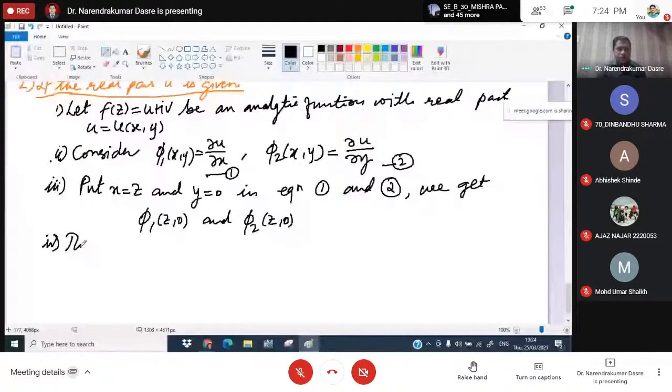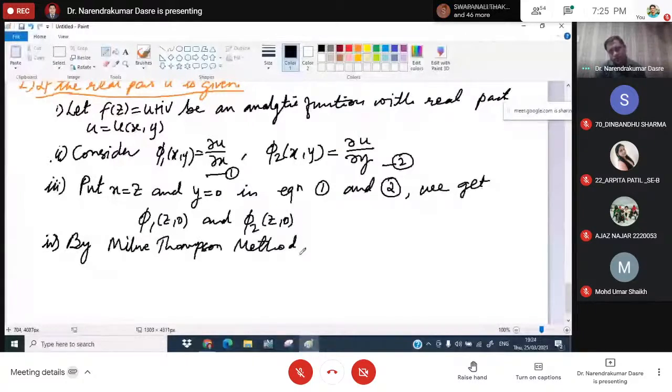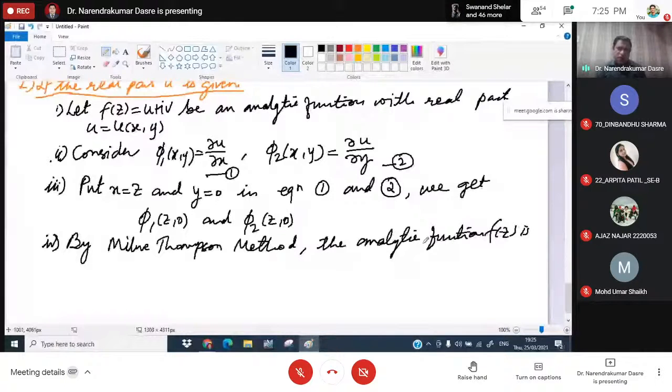By Milne-Thomson method. Okay, so please do not abbreviate, write it in full. By Milne-Thomson method, the analytic function f of z is given as. So we have to integrate. That means f of z will be, on this side we have f dash of z, so it will be integrated as f of z, and this side will be integrated.